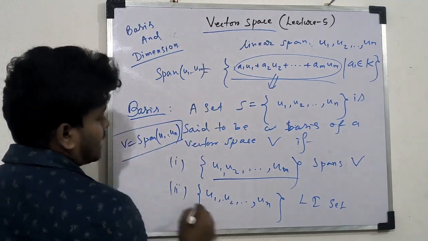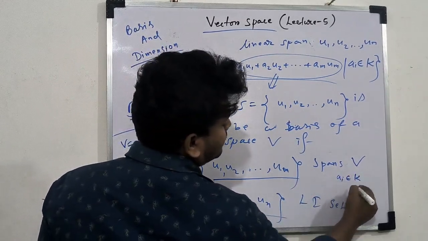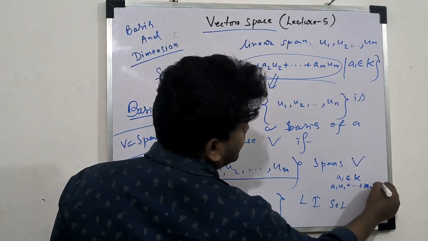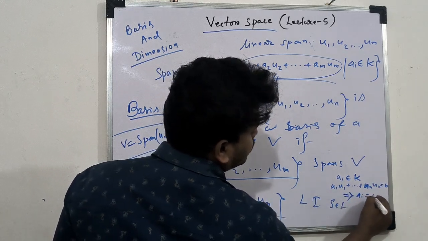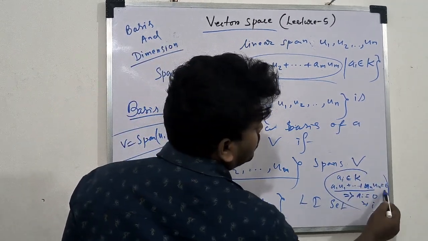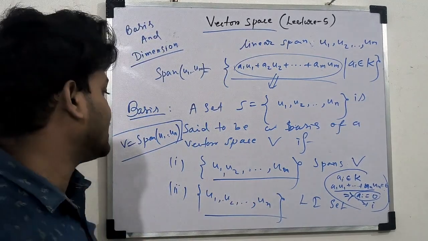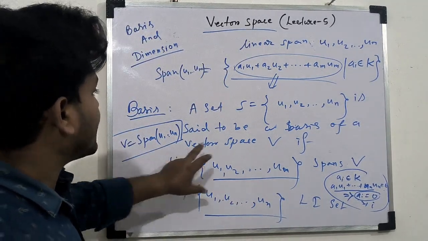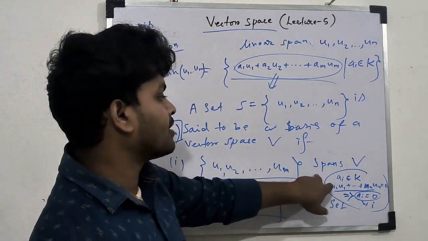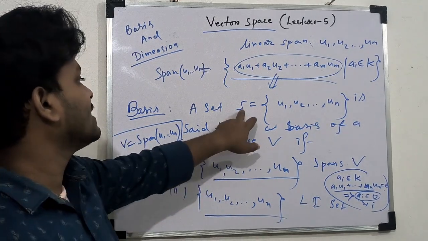And linearly independent means there exist ai belonging to this field such that a1 u1 plus ... plus an un equal to 0 will imply this ai equal to 0 for all i. So if this linear combination equal to 0 implies all constants are 0, then we say this is a linearly independent set. So if this set satisfies these two properties, that the set will span V and it is a linearly independent set, then we say this is a basis.